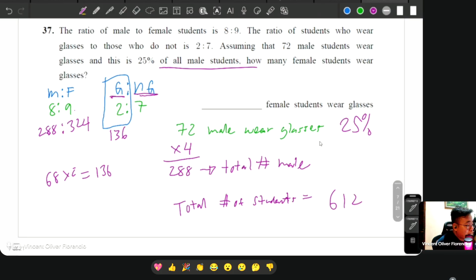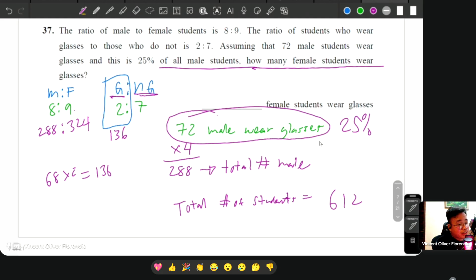Now what's the question? How many females are wearing glasses? A while ago, the question is very clear. It mentioned that 72 males wear glasses. So if in total there are 136 students who are wearing glasses, and 72 of those are male, the remaining are the female. So it's going to be 64, and that is the final answer. Okay, this one you can just rewind the video. I know this item here is quite confusing.